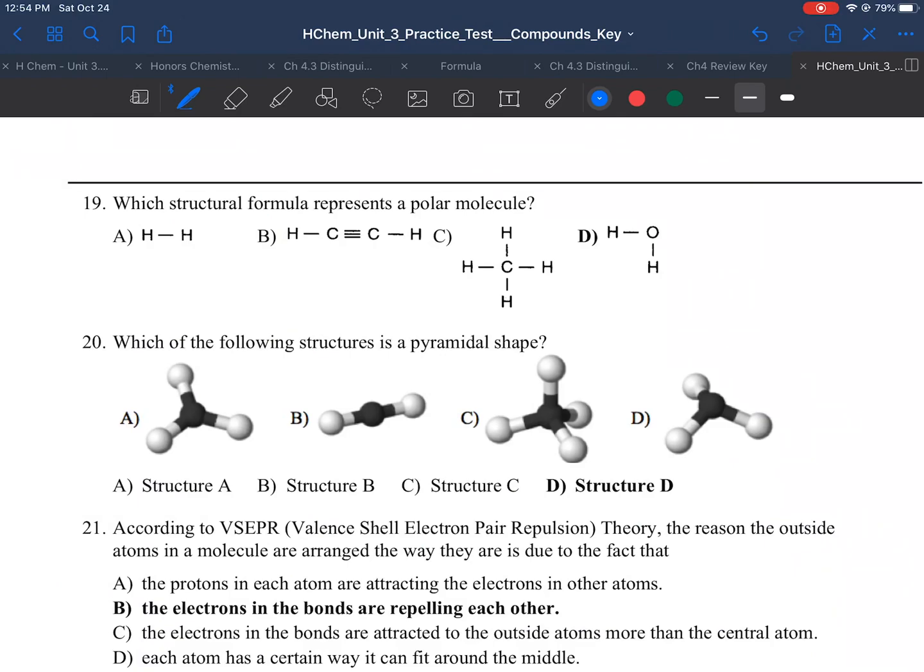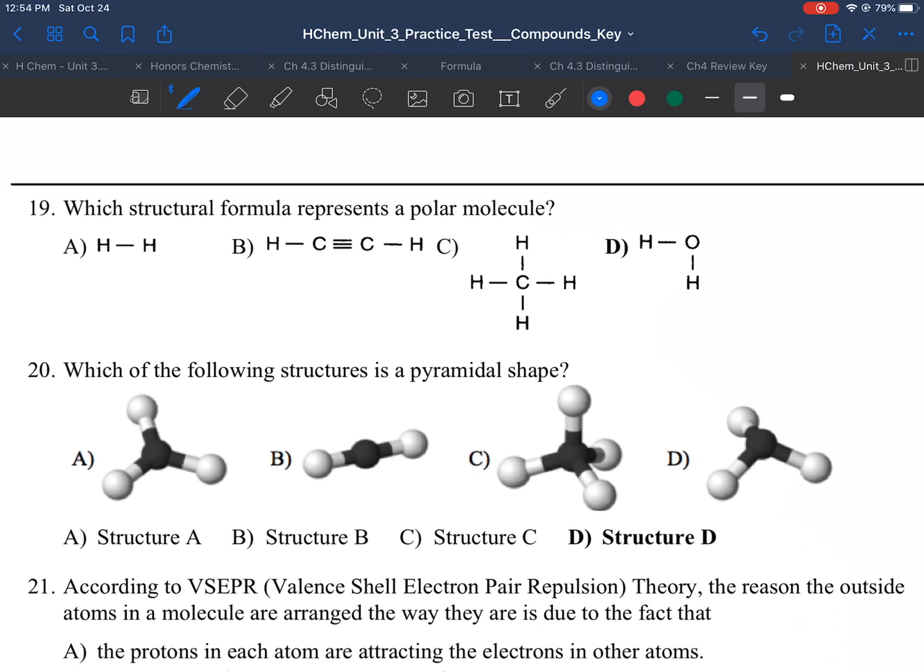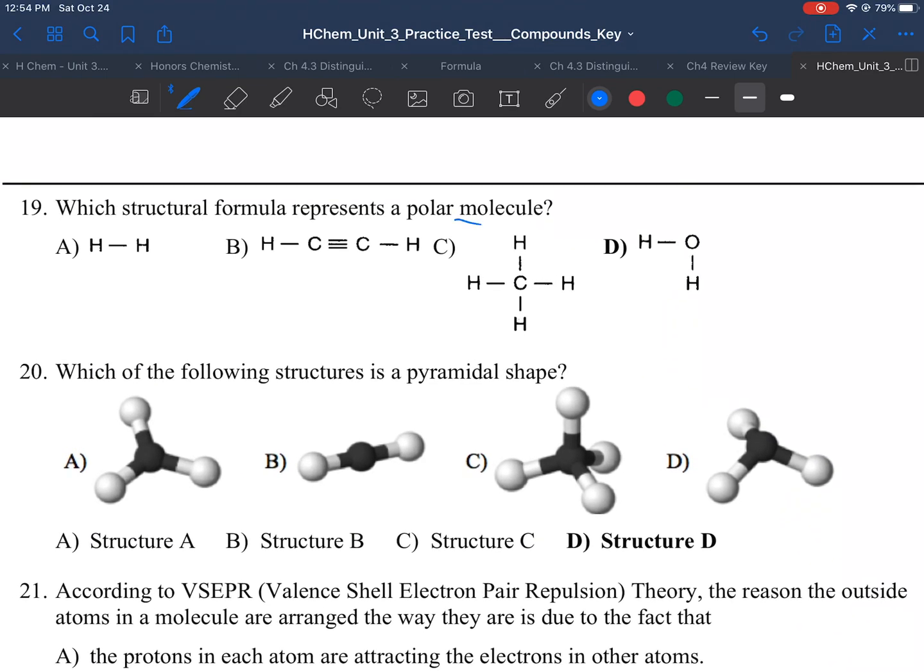Okay, which represents a polar molecule? Again, lines of symmetry when we're talking about polarity of molecules. 1, 2, nonpolar. 1, 2, nonpolar. This one has a bunch. Definitely not nonpolar, which leaves us with water, which we know is a polar molecule and only has one line of symmetry.